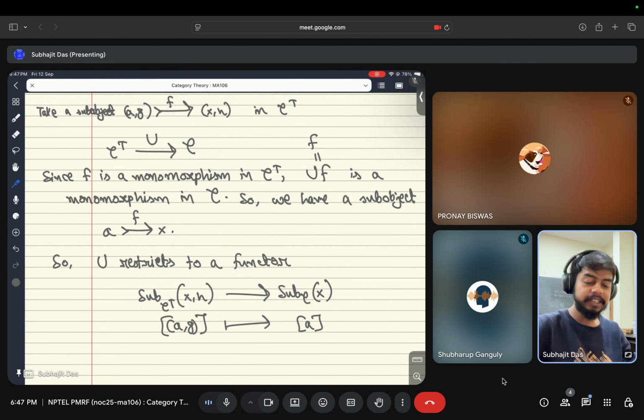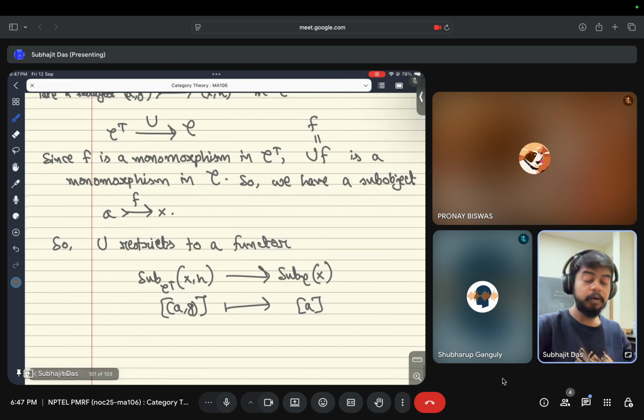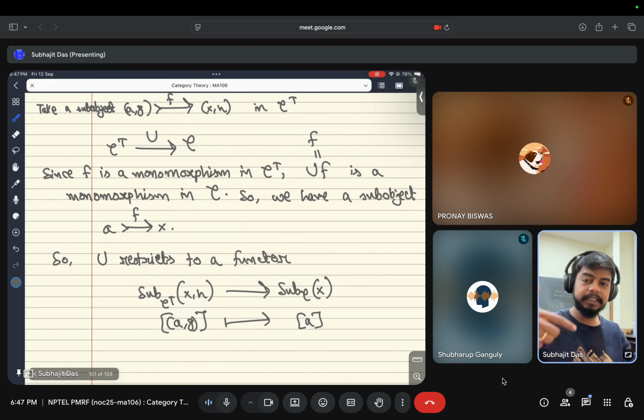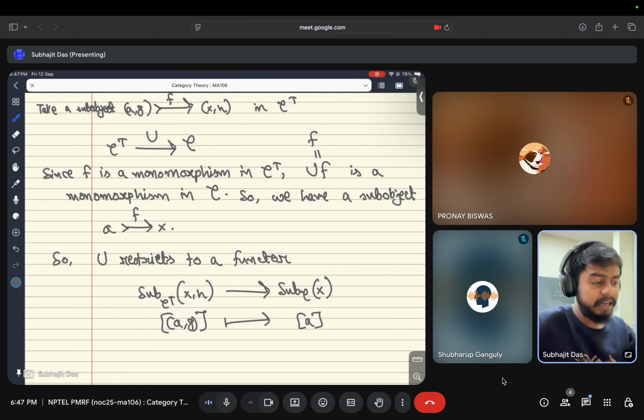Okay, now what can we say? By the way, we haven't proved something yet, then we can claim that U restricts to a functor. We need to prove that it's well defined, right? So tell me, if (A, G) and (A prime, G prime) are equivalent as subobjects, does that mean that A and A prime should also be equivalent?